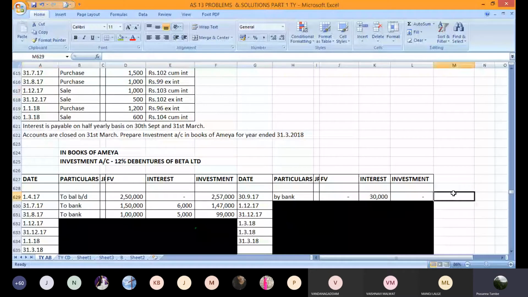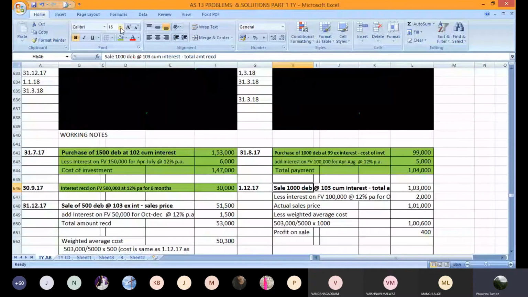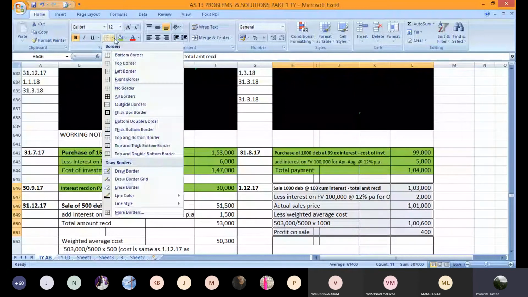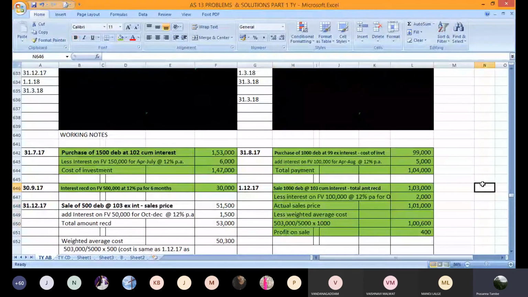And this being a sale, we will also have to find out the weighted average cost to find out the profit or loss as the case may be. Okay, so let's do that working now. Okay, 1000 debentures at 103 cum interest. So total amount which you would receive is 1,03,000. That is 1000 debentures into 103.